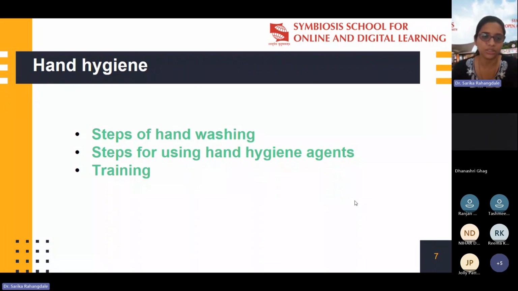Whenever you visit the hospital, you have to see whether hand hygiene is practiced in that particular hospital or not. Whether every wash basin area is labelled and the images of the hand hygiene practices are posted or not. Also, you have to see how frequently training is conducted for the healthcare personnel.